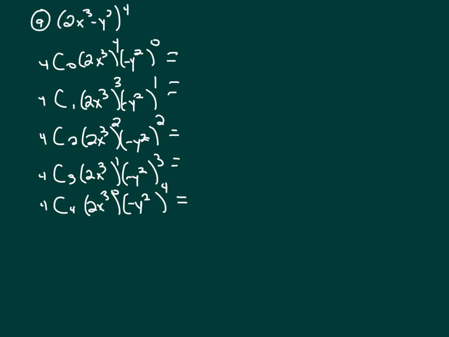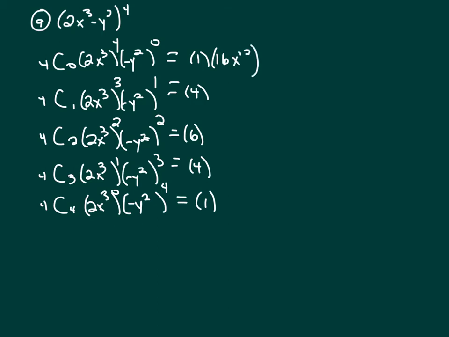So I like to just start off by doing all of my 4C0s through 4C4s. So 4C0 is equal to 1, 4C1 is equal to 4, 4C2 is equal to 6, 4C3 is 4, and 4C4 is 1. Then I like to go through and do just this first parenthesis next. So if we're going to do 2x cubed to the 4th, we have to do 2 to the 4th power as well as x cubed to the 4th power. So 2 to the 4th power is 16. And then here, when you're raising a power to another power, you just multiply these two numbers. So 3 times 4 is 12. So it'll be x to the 12th.